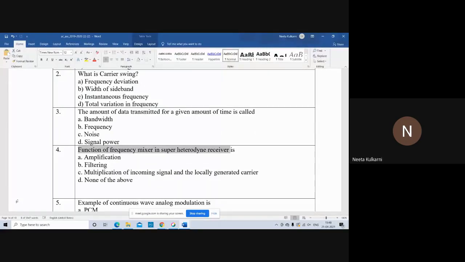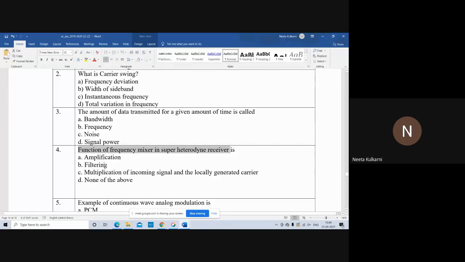Shivani. What is the function of the frequency mixer in a superheterodyne receiver? Audumbar. Amplification, ma'am, because it converts IF into RF. It converts RF into IF. So the value of RF is high and the IF value is less, so we cannot say it is amplification.